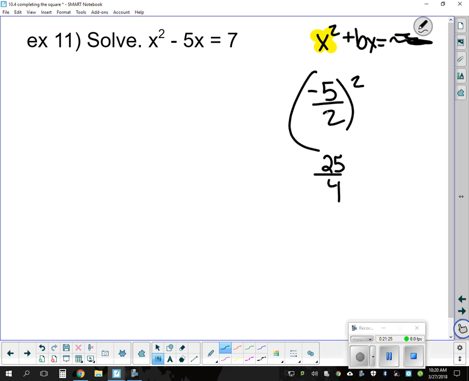Sometimes when you get fractions, though, you end up starting to round too soon, or when you use decimals. So I would caution using decimals. I would try to stick with fractions when possible. So adding on both sides, 25 over 4.